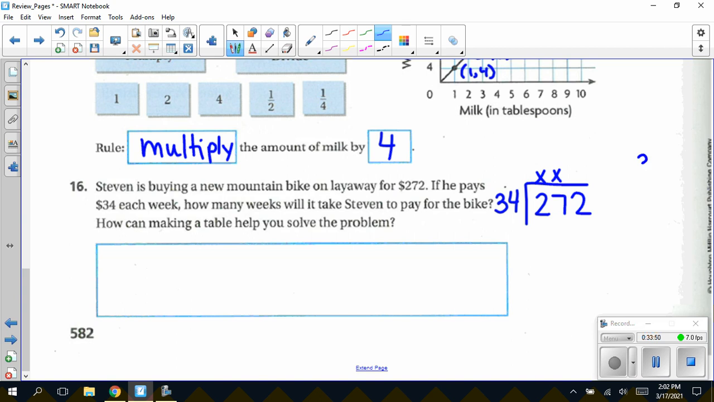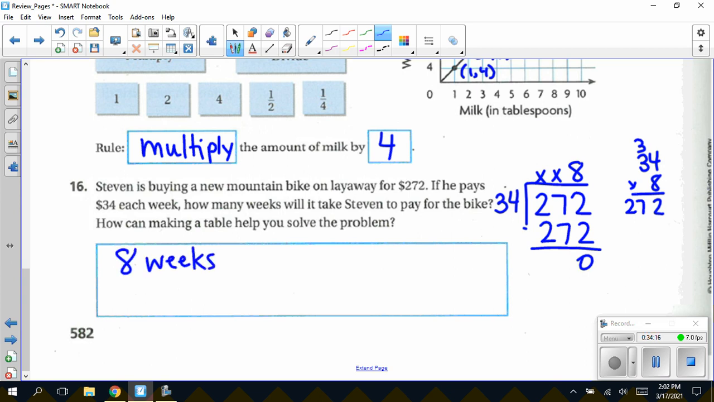So I'm going to try the 34 times 8. So 8 times 4 is 32. 8 times 3 is 24, plus 3 is 27. So that did give me my 272. So therefore, I would have 8 weeks that it would take. And again, you could use a table and you could multiply, showing that you would take 34 times 1, 34 times 2, 34 times 3, until you got to that week 8. Or because I did that in long division, I was able to eliminate some of that work.